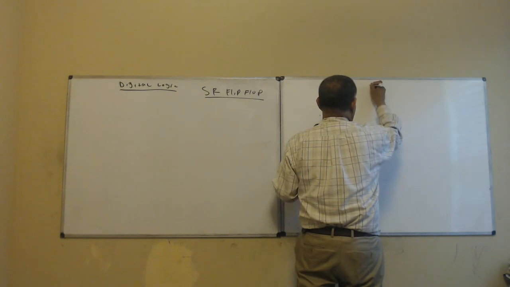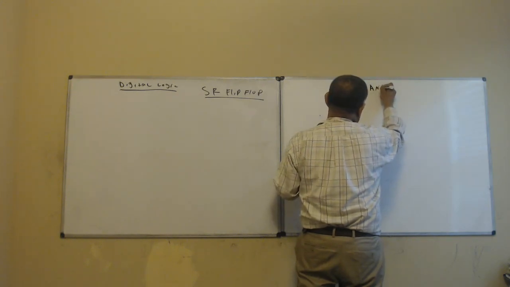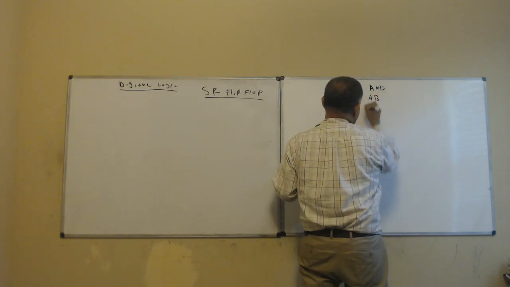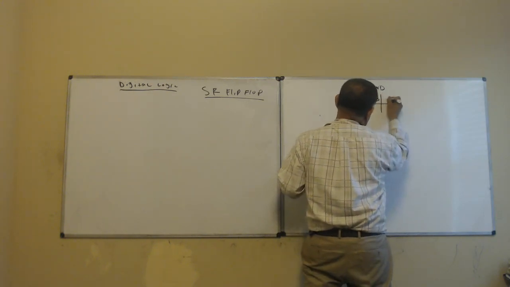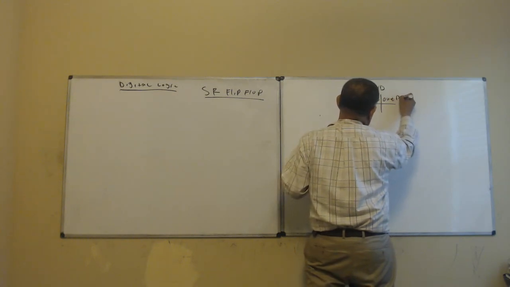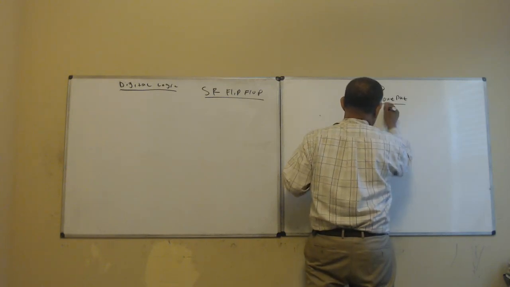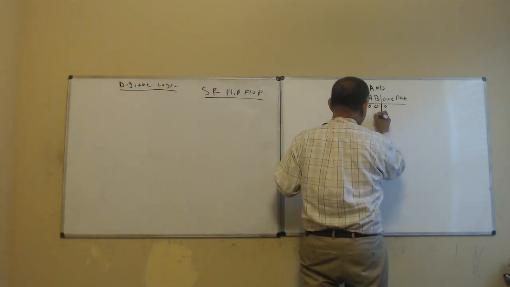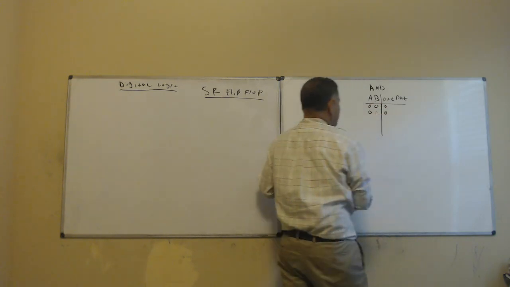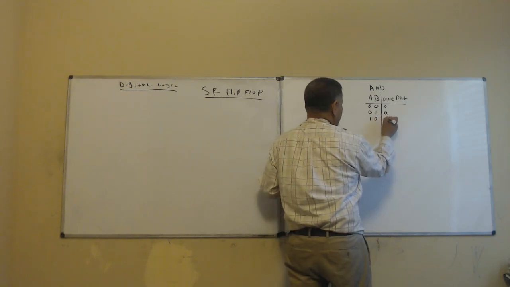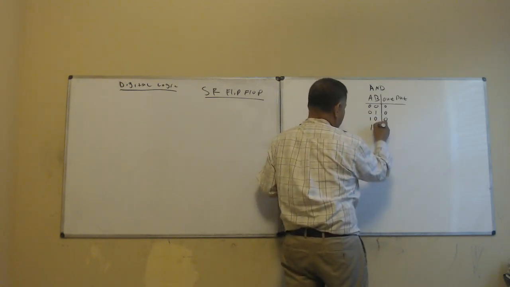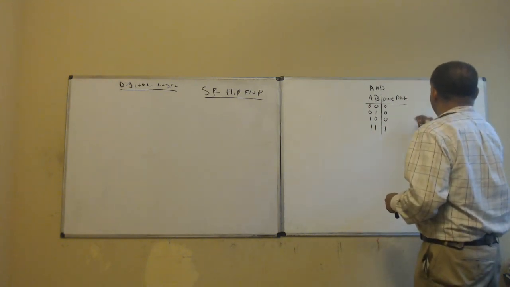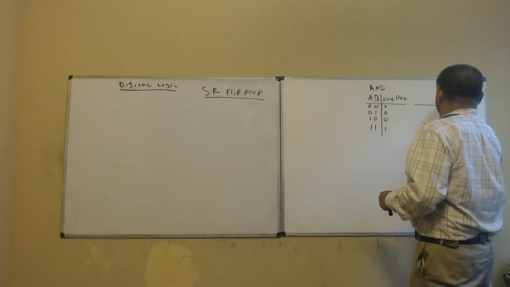So we have the AND gate, and we have A, B as inputs, and as an output for the AND gate, we have 0, 0 is 0, 0, 1 is 0, 1, 0 is 0, 1, 1 is 1. That's the AND gate.